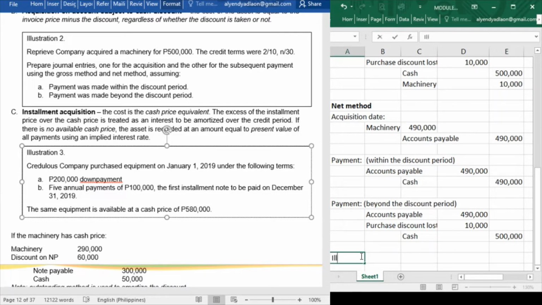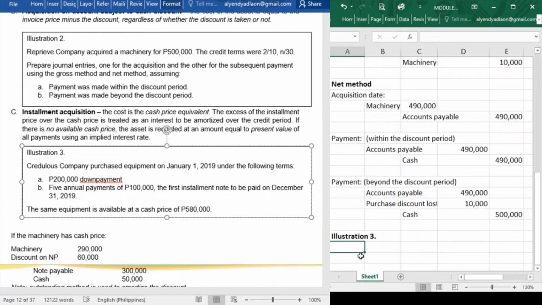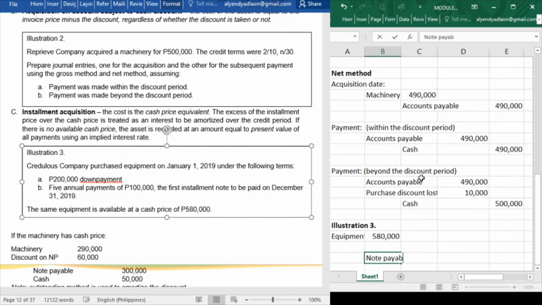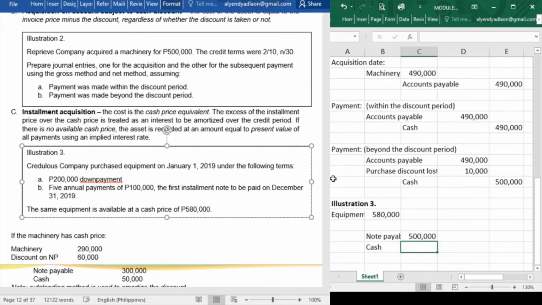Now, how do we journalize? Illustration 3. That would be a debit to equipment, using the cash price equivalent of 580,000. Credit to notes payable. Since we are to pay 5 annual payments of 100,000, that is 100,000 times 5, so we get 500,000. And our down payment, that is our cash, is 200,000.